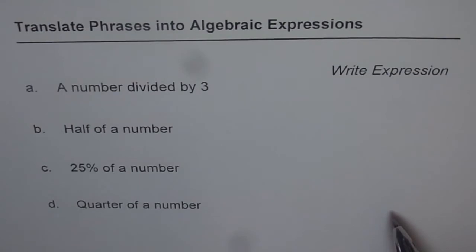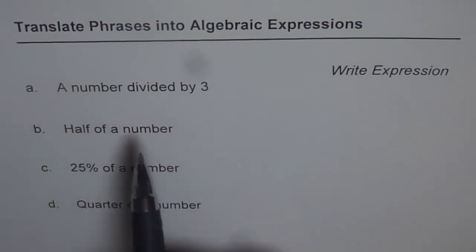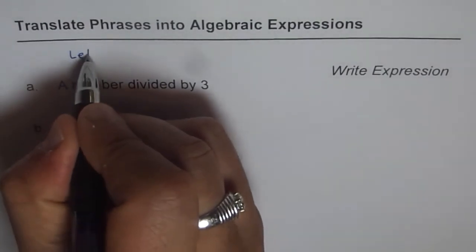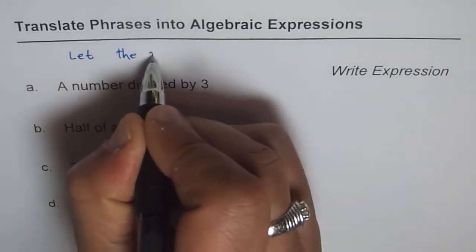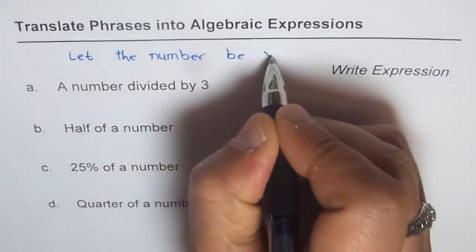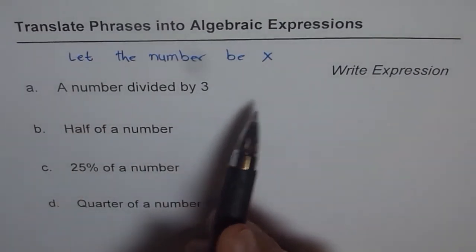Now, when we are writing phrases into algebraic expressions, the first step is to define the variable. Now we say a number divided by 3. So what is that number? Let's say let the number be x, for example. So we'll write here: let the number be x. You can have any alphabet, lowercase is preferred. Let the number be x. That means we'll replace number with x in all the cases.